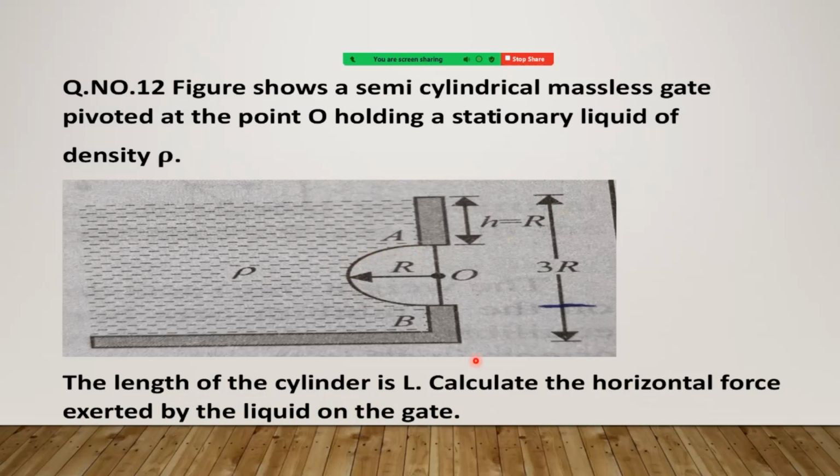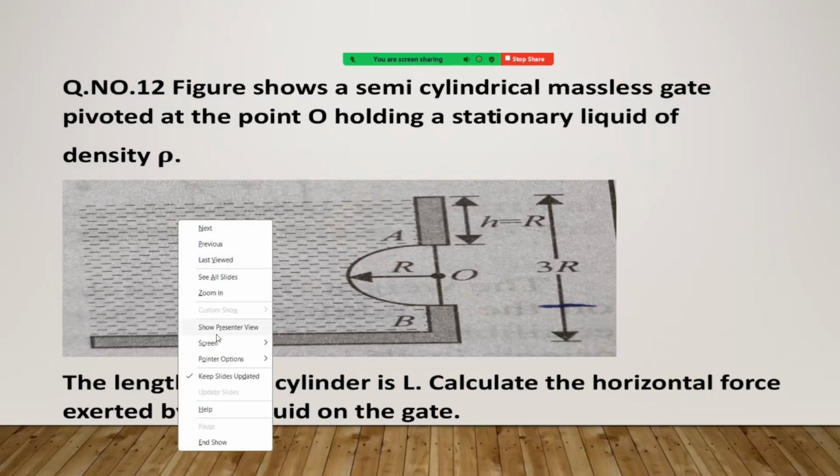You can see in the diagram, this is 3R only up to here, not complete up to here. This is R, this is 2R, total is 3R. That is the diagram. Let us see how to calculate. It asks for the force by the liquid, and that is only the horizontal force. Only horizontal. Let us see how to solve.